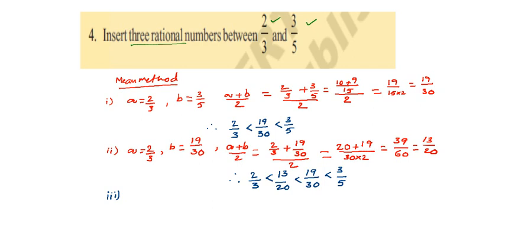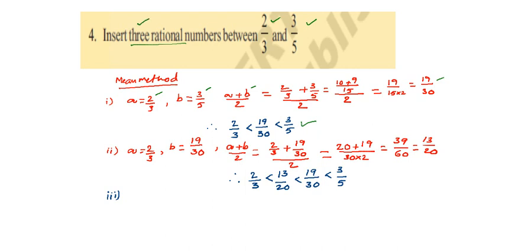Here I go through the mean method because these are in rational form. Hence I go through the mean method. It is better to find the solution. Here a is equal to 2 by 3 and b is equal to 3 by 5. I find a plus b by 2. What is a plus b by 2? 19 by 30. That means 19 by 30 lies between 2 by 3 and 3 by 5. So here we find only one rational number. But how many do we require? We require 3 rational numbers.